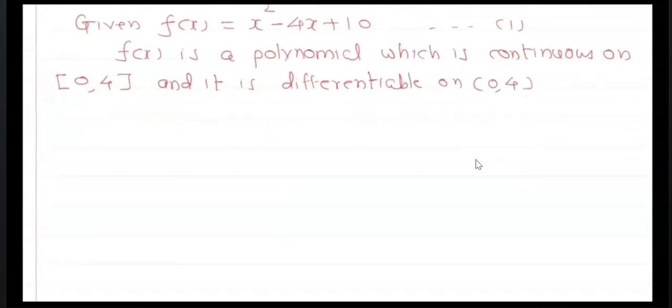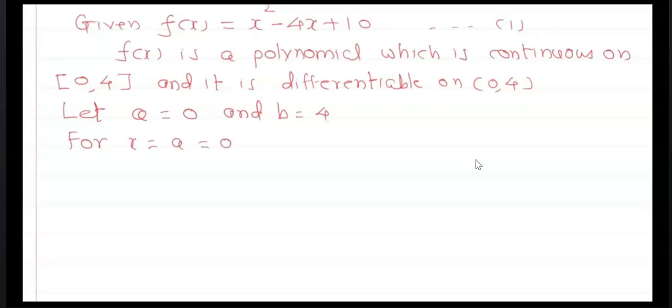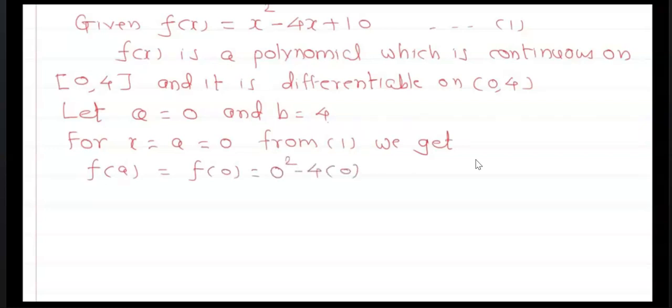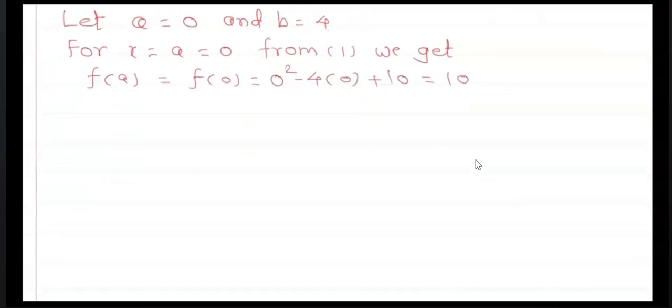This is the fixed dialog, that you have to write. Now we'll find out the values. Let a is equal to 0 and b is equal to 4. Now for x equal to a equal to 0, we find its value, and its value will be 10. X is replaced by 0: 0 square minus 4 into 0 plus 10, that is equal to 10.